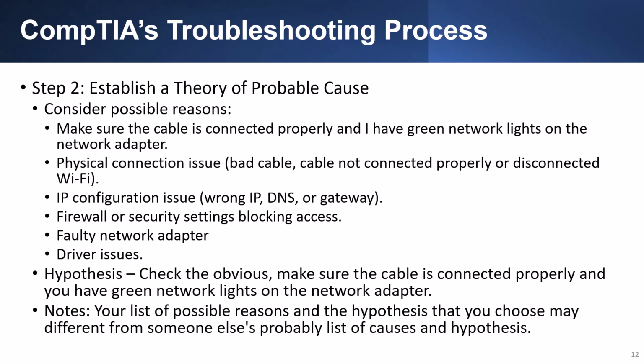Step 2, establish a theory of probable cause. Consider possible reasons. Make sure the cable is connected properly and you have green network lights on the network adapter. Physical connection issue such as bad cable, cable not connected properly, or disconnected Wi-Fi. Check for IP configuration issues such as wrong IP, DNS, or gateway. Check firewall or security settings that may block access. Check for a faulty network adapter. Check for driver issues.